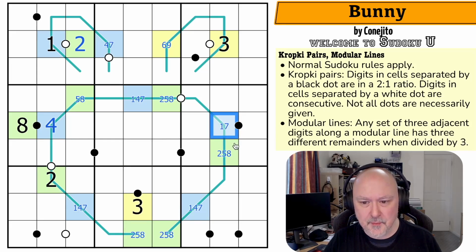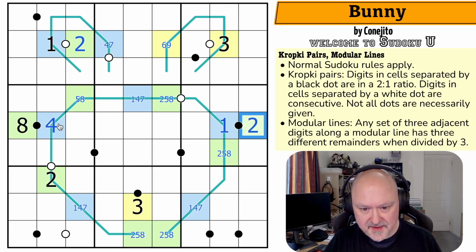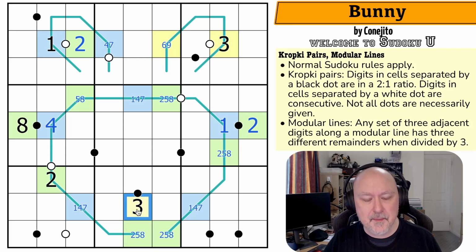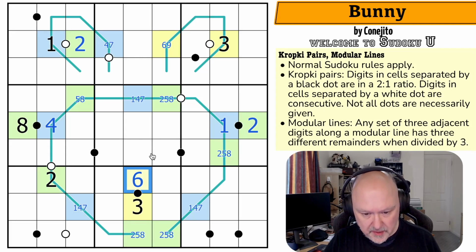This one can't be a 4 by Sudoku, but it also can't be a 7 because 7 has no valid 2-to-1 relationship. Half would be 3.5, double would be 14. So this is a 1, this is a 2, making this one green. Now, there's all sorts of stuff I can see here. Now, 3, I can't put 1.5 in a cell. So this has to be double 3, which is 6, which is another yellow digit.